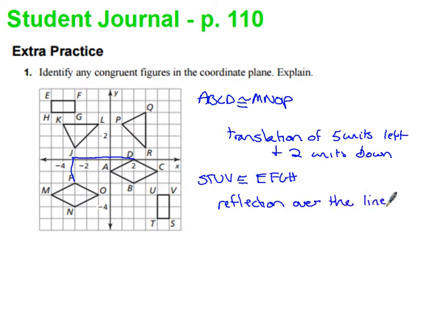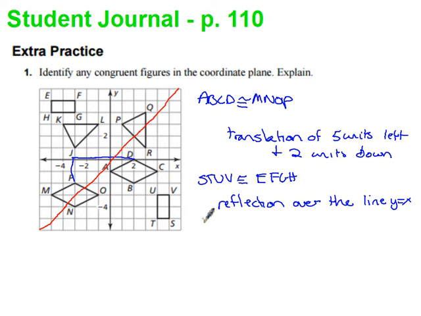I know that just by looking out of practice, but if in doubt, see what you think it might be, and then take a look. You can either look at it by drawing the line in, or you could use the transformation rules and check some of the points to see if they reflect onto each other. Like V will reflect onto F, U will reflect onto G. And if you check them, they are in fact a reflection over the line y equals x.